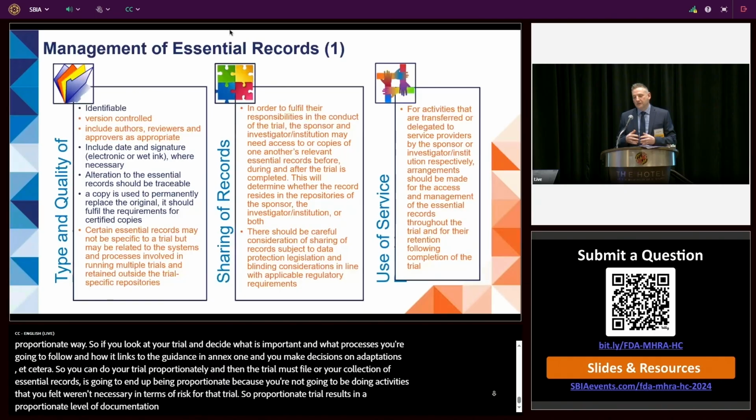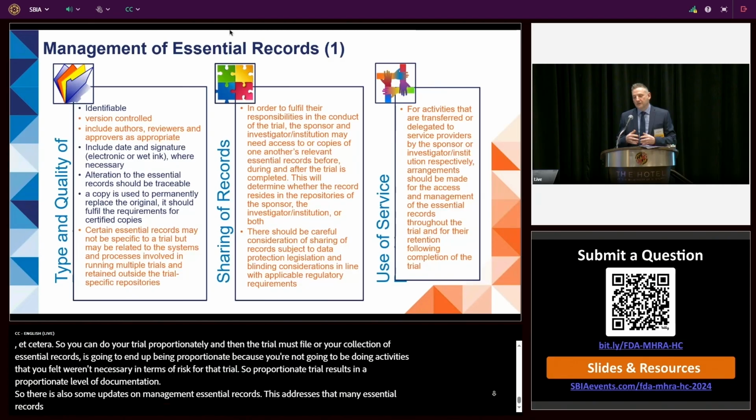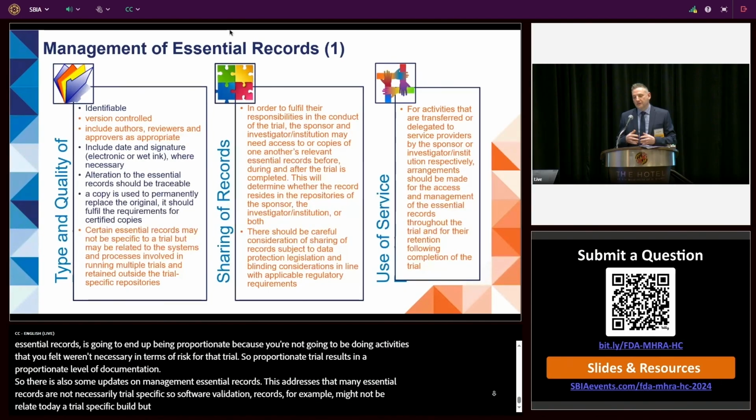So there's also some updates on the management of essential records, and this involves version control and approval of records. It also addresses that many essential records aren't necessarily trial-specific, so software validation records, for example, might not be related to a trial-specific build, but the software itself, and they need to be retained as they also tell part of the story of the compliance of the trial.